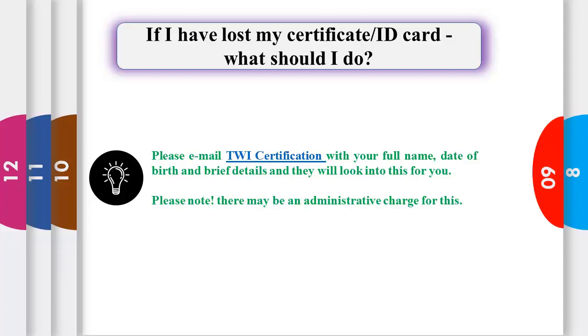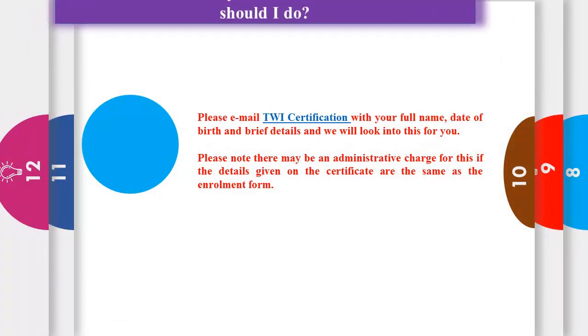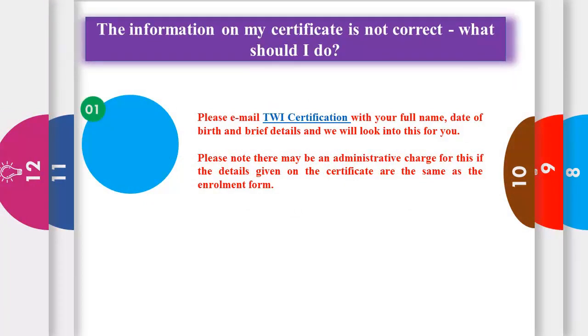The next question is, the information on my certificate is not correct. What should I do? Please email TWI certification with your full name, date of birth, and brief details, and they will look into this for you. Please note there may be an administrative charge for this if the details given on the certificate are the same as the enrollment form. There was a mistake in my date of birth.